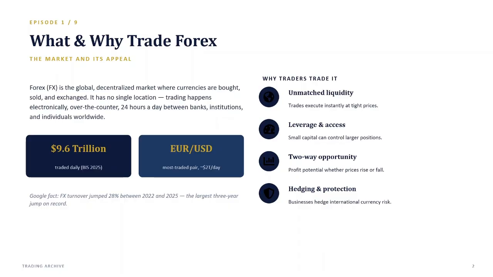So now, forex or FX is the global decentralized market where currencies are bought, sold, and exchanged. It has no single location. Trading happens electronically over the counter, which is OTC, 24 hours a day between banks, institutions, and individuals worldwide.